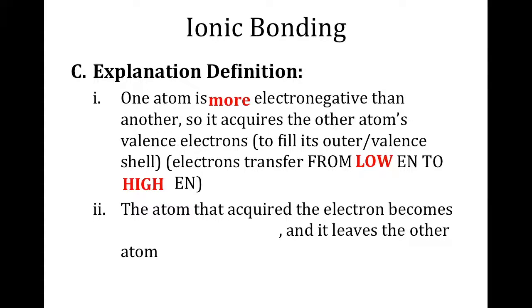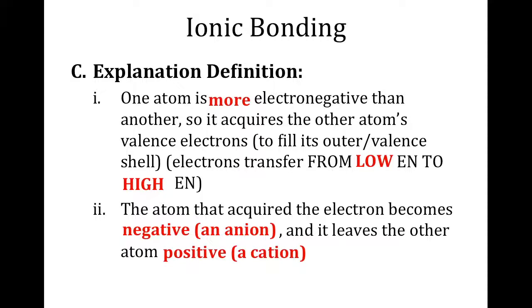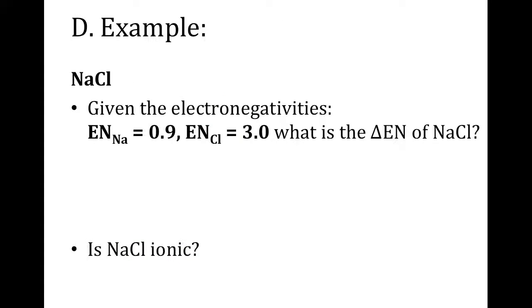Okay? The atom that acquired the electron, if you acquire an electron, you now become negative. You are an anion. And it leaves the other atom. If they lost an electron, they are now positive and a cation. So if you now have a positive and a negative ion, those are opposite charges, they are going to attract. So let's look at an example given the electronegativity. So if we know that the electronegativity of sodium is 0.9 and the electronegativity of chlorine is 3, we calculate what is the delta. That triangle is a delta symbol.